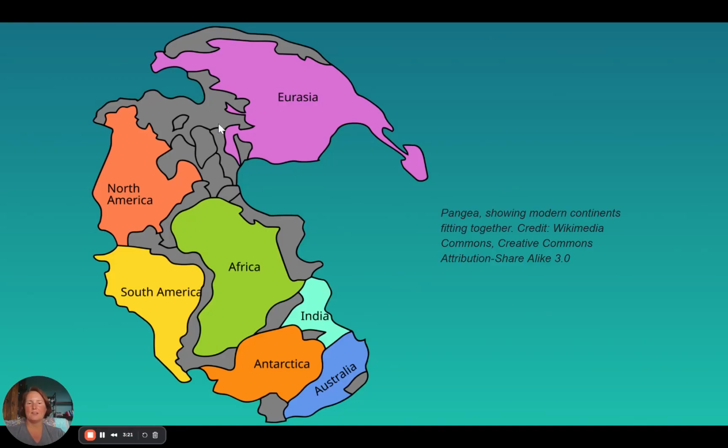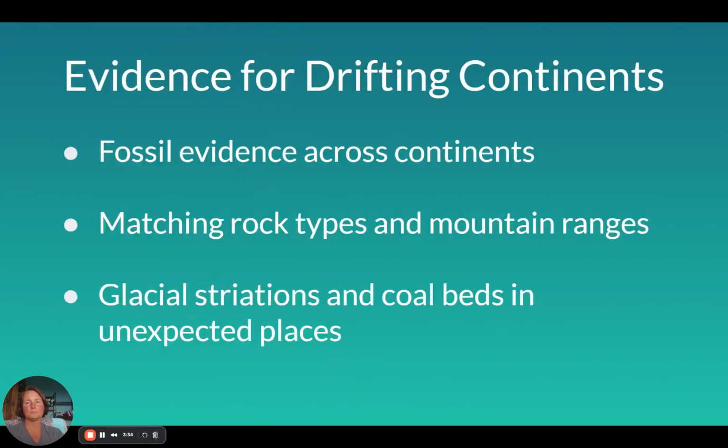This is an image of Pangaea, the time millions of years ago when the Earth was a supercontinent. So Pangaea is the name of that supercontinent, and over millions of years, the continents have spread apart and become the 7 continents we have today. So some of the evidence that Wegener looked at were fossil evidences across continents. We're going to look at an image of that here in a minute. Matching rock types and mountain ranges. So he found rock deposits that were similar on different continents.